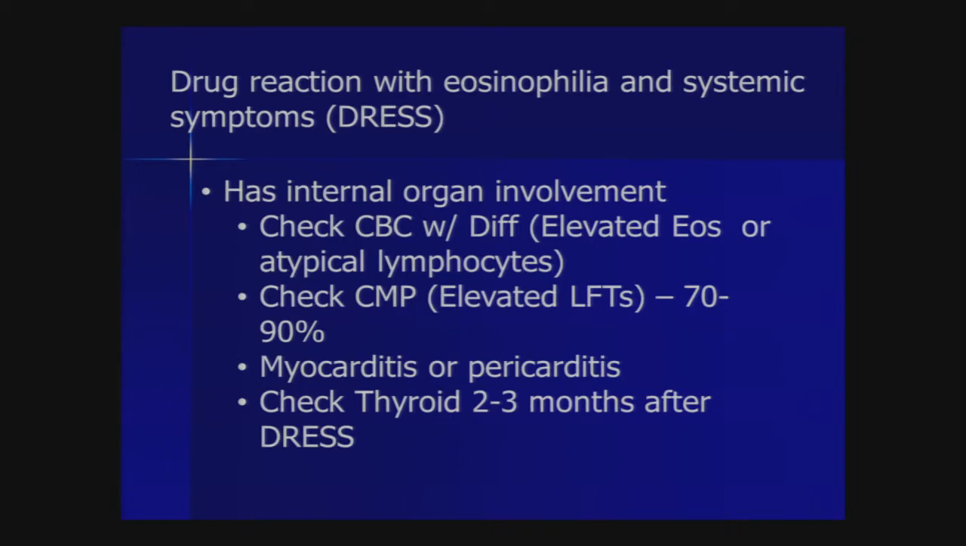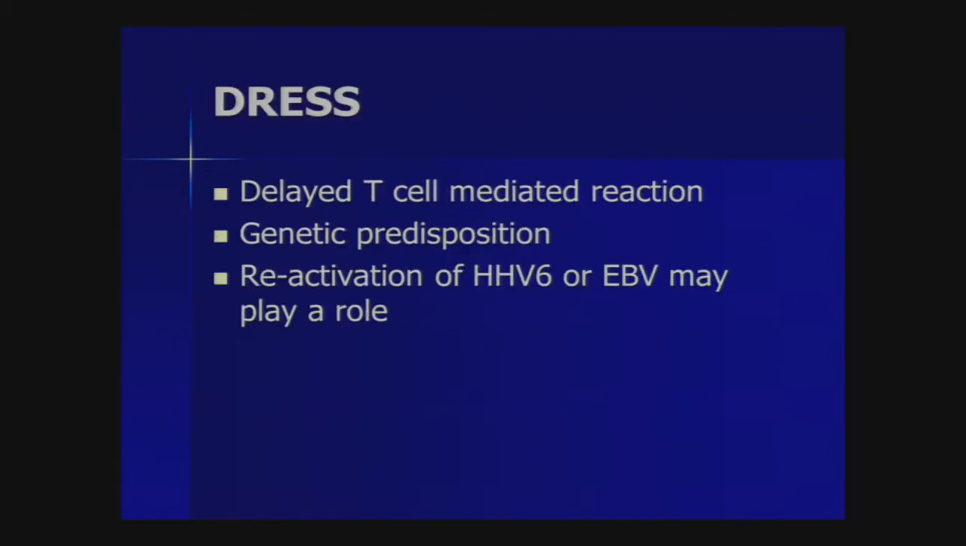So you want to check CBC. Again, they can have elevated eosinophils. Most of the time, though, they have more atypical lymphocytes. You want to check the liver, because 70 to 90% of the time they'll have liver involvement. So check LFTs. You can have myocarditis, pericarditis, so more chest pains. And then the other thing you want to look at is the thyroid, because a few months after having DRESS, they can start to develop hypothyroidism. So you want to make sure you check those labs afterwards.